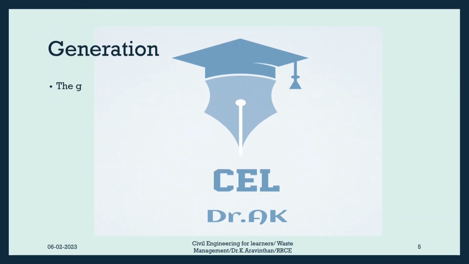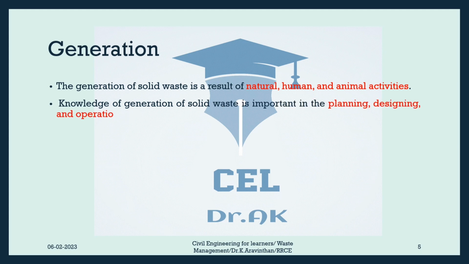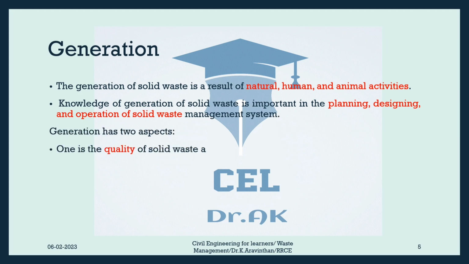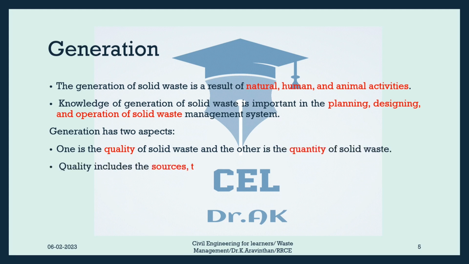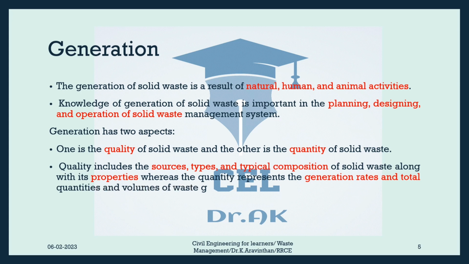Generation. The generation of solid waste is a result of natural, human, and animal activities. Knowledge of generation of solid waste is important in the planning, designing, and operation of solid waste management systems. Generation has two aspects. One is the quality of solid waste and the other is the quantity of solid waste. Quality includes the sources, types, and typical composition of solid waste along with its properties, whereas the quantity represents the generation rates in total quantities and volumes of waste generated.